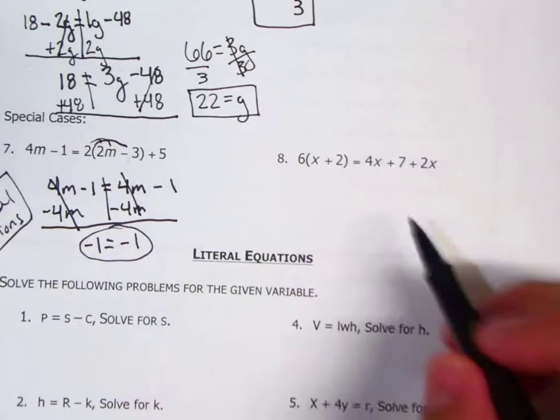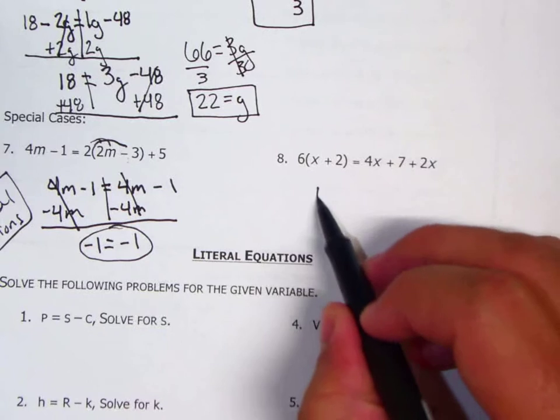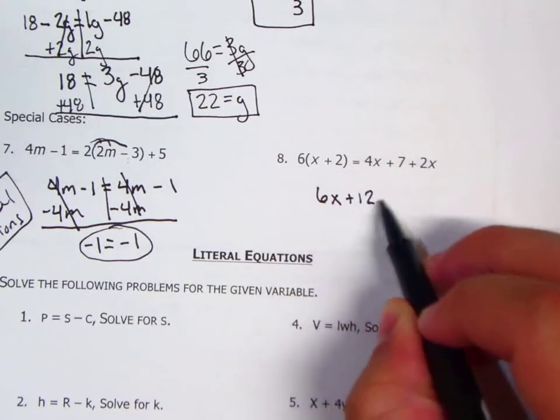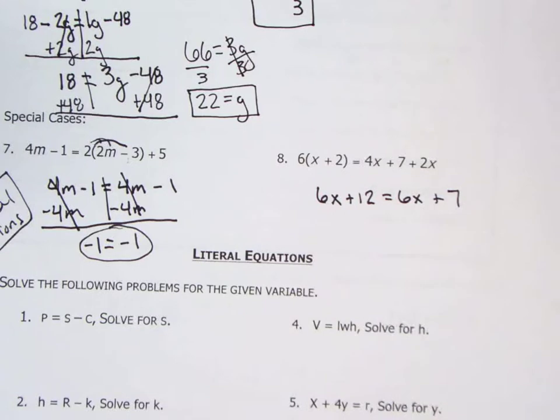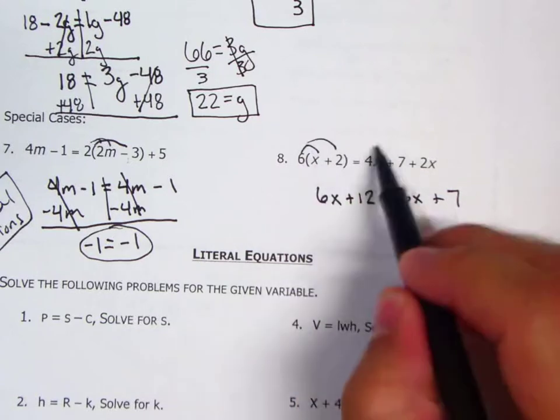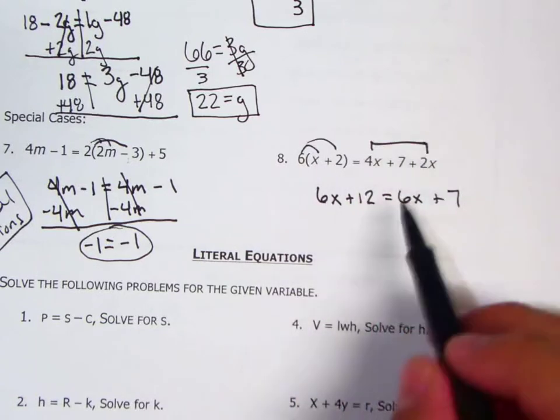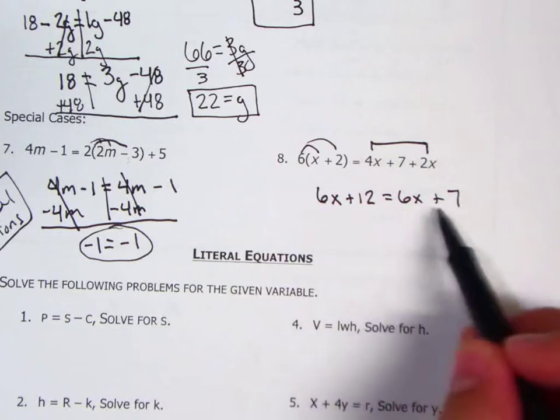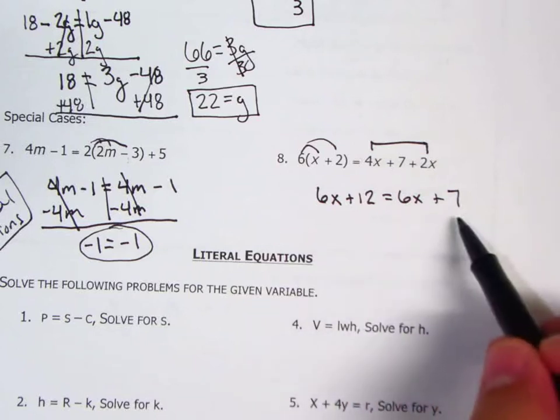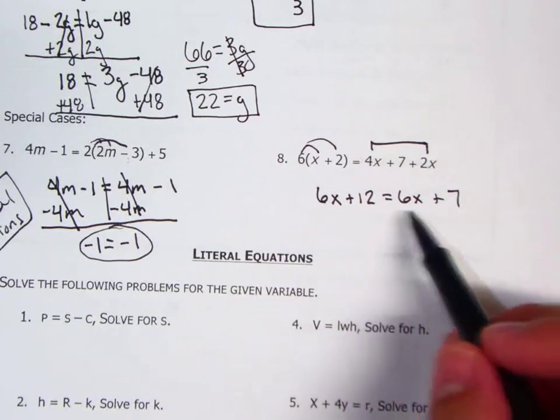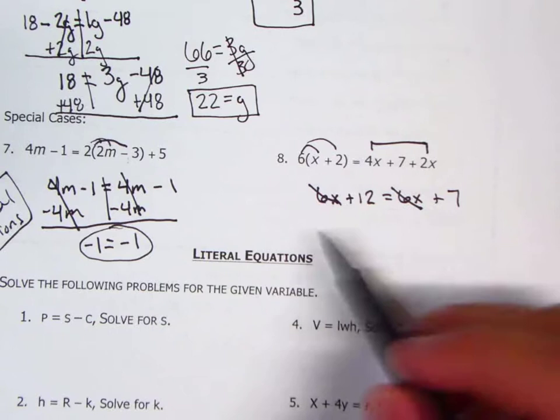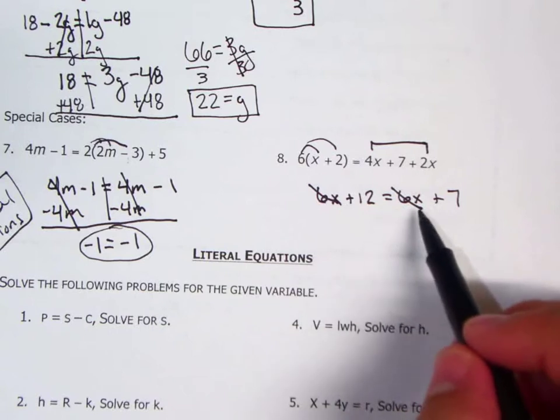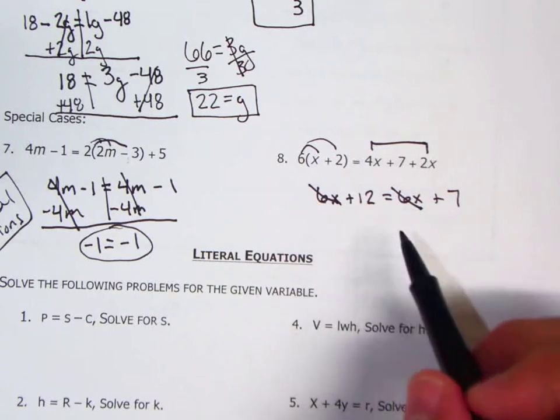When we look at this one, what you're going to get is 6x plus 12 equals 6x plus 7. After I distribute and combine like terms here, this is what I get. Now by now, you should look at this and go, wait a minute, they're both the same, and you can probably already just say, okay, they're going to cancel.